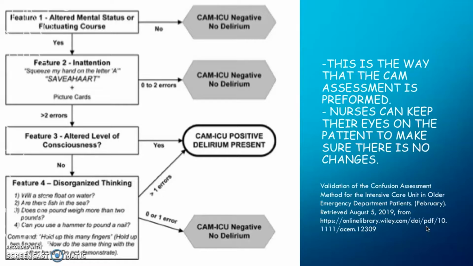If it's no, then you go down to disorganized thinking, and this is when you ask questions like: Will a stone float? Are there fish in the sea? Does 1 pound weigh more than 2 pounds? Can you use a hammer to pound a nail? If the patient can answer the questions with 0 to 1 errors, there's no delirium. More than 1 error, they say it's delirium.